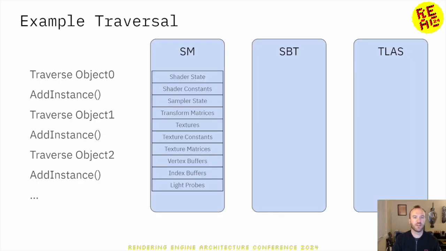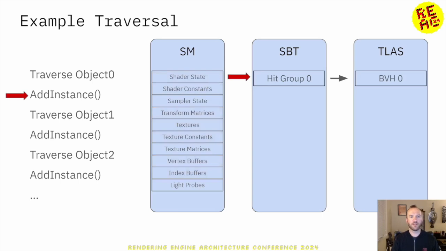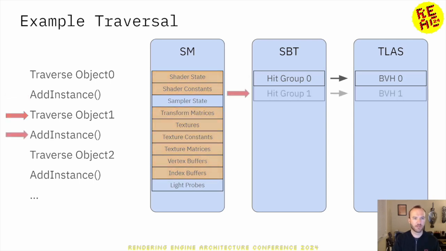So let's walk through an example of scene traversal to construct a shader binding table and fill out a top-level acceleration structure. As we iterate over the first object, all of the object's relevant state is updated in the thread state machine. We then invoke the function call to add the instance to the shader binding table and the TLAS. This flushes the state machine, which fills out the hit group entry in the shader binding table, and then adds the BVH for the object to the TLAS with a reference back to the new hit group entry. We then repeat this process for each object following.